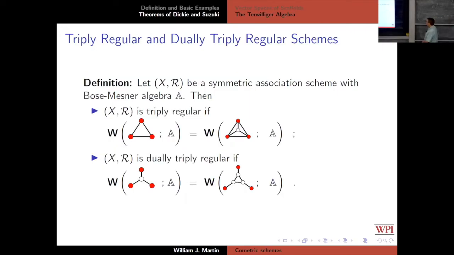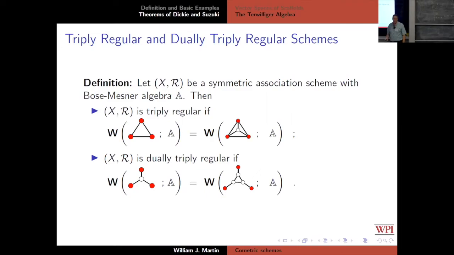Triple regularity. Suppose we have a symmetric association scheme. Let's say it's triply regular if, when I choose three vertices and I know the relations between them, call these relations I, J, and K, then for any relations R, S, and T, I know exactly how many things are R related to the first vertex, S related to the second vertex, and T related to the third. That should only depend on the outside triangle, the relation between the three. So that means that these two vector spaces are equal.